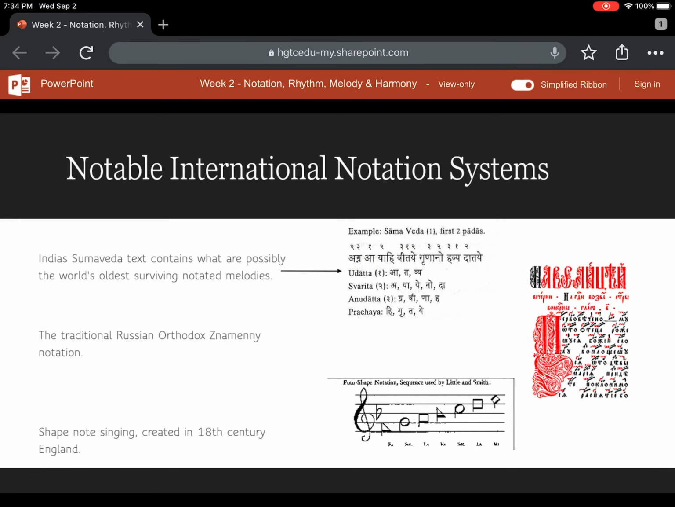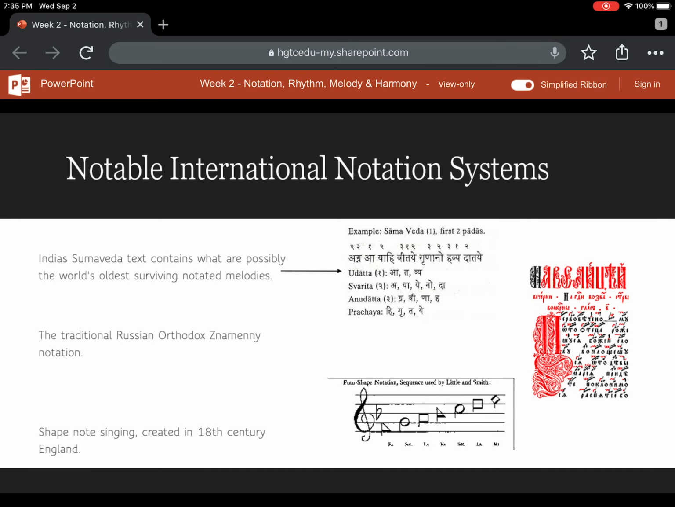India's Samaveda text is possibly the world's oldest surviving notated melodies. These are religious chants and things. To the far right in the black and red is the traditional Russian Orthodox notation system, which uses something similar to what we'll learn about later, these squiggle lines that give the general idea: if the line goes up, you sing a higher pitch, and if the line goes down, you sing a lower pitch, and if it wiggles in the middle, maybe you change the notes somewhere around there.